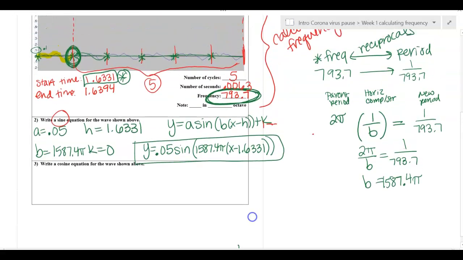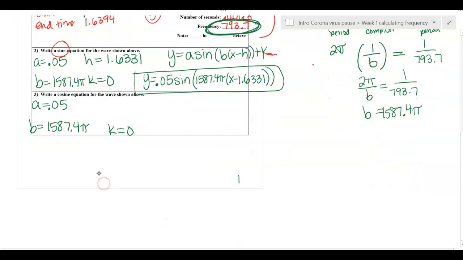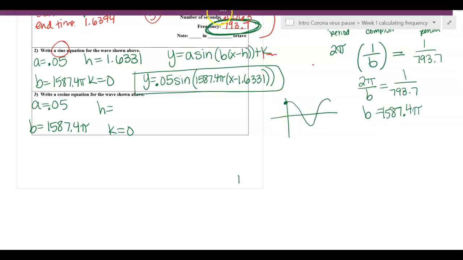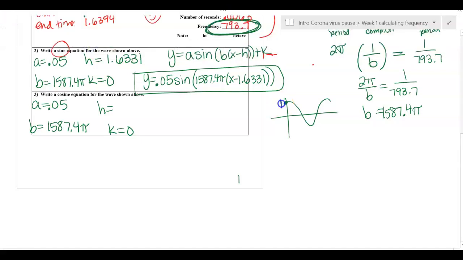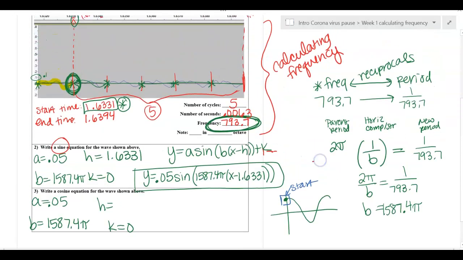Because sine and cosine are so similar, almost everything is going to be the same. So the same amplitude, the same period and frequency, so the same b value. There's no vertical shift, so the same k value. So with cosine, the only thing that's going to change is the h value. And that's because a cosine equation normally starts like this for the parent function. So we're trying to identify a maximum value as the starting position. So let's say I identify something like this as my starting position.